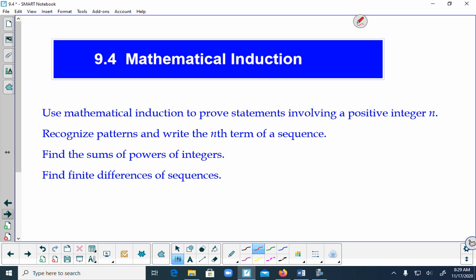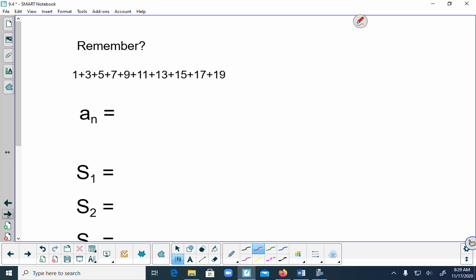So what we're going to do today is use mathematical induction to prove statements involving a positive integer n, recognize patterns and write the nth term of a sequence, find the sums of powers of integers, and then find finite differences of sequences.